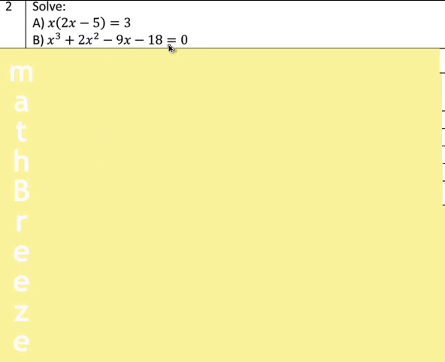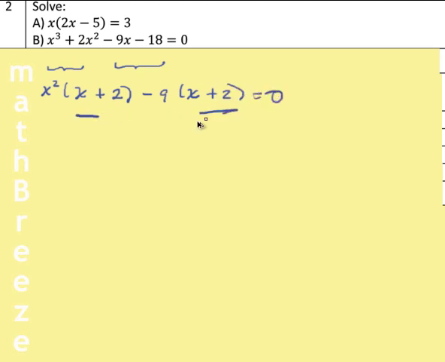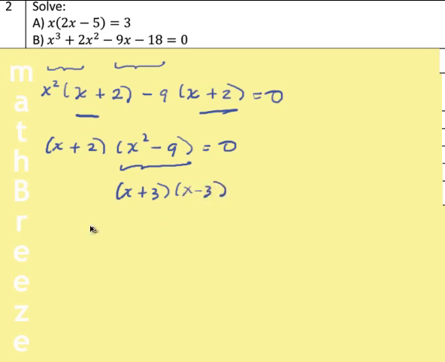All right, in 2b, we are going to factor by grouping. Okay, so let's group together the first 2 terms and the second 2. Pull out a common factor here. We'll pull out x squared. And here pull out minus 9. We have x plus 2, x plus 2, so factor that out. And this factors as x plus 3, x minus 3. So we get 3 solutions: x equal negative 2, x equal negative 3, and x equals 3.